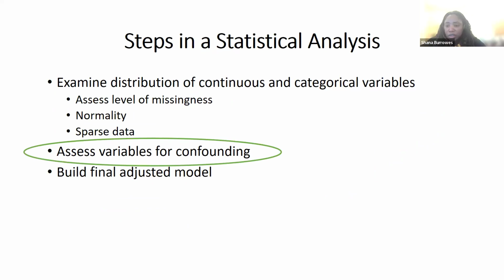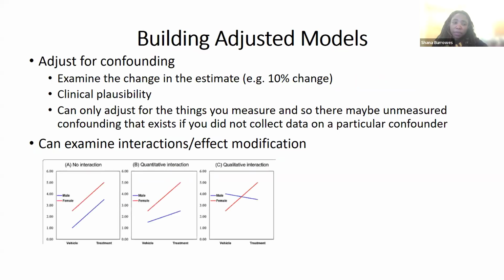So the next thing we do is we examine our baseline variables. We looked at the distribution of our variables. We've decided we're doing an adjusted model, and we're going to do a regression. All right, so now we're going to start building our model. And what you want to do is assess your variables to see if you have a confounder in your analyses that you need to adjust for.